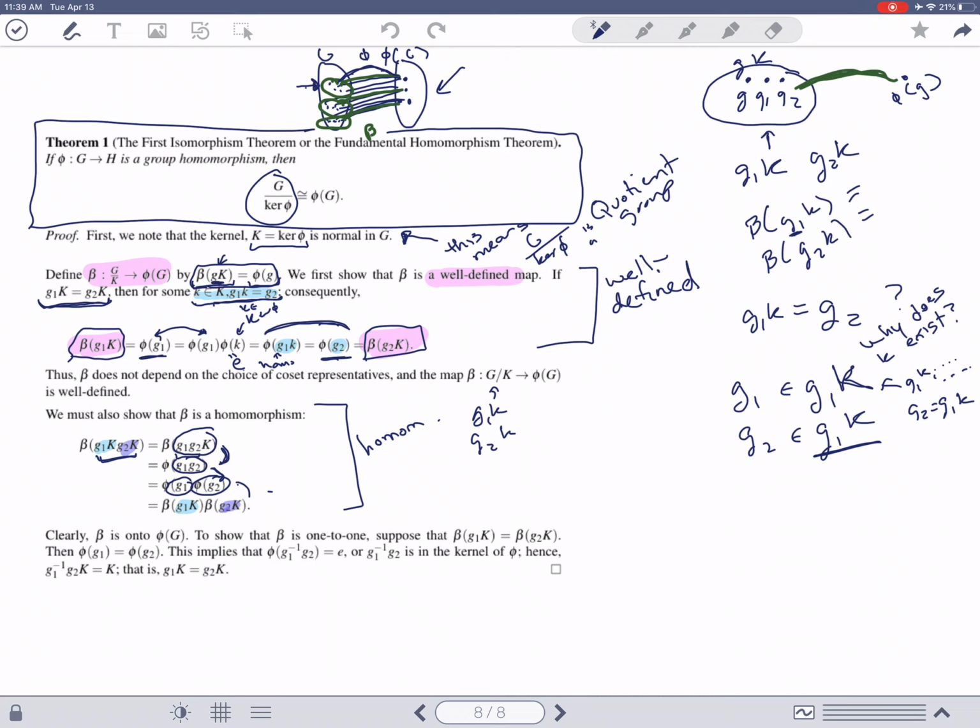All right, so we do have a function, we do have a homomorphism. The last pieces that we have to worry about are, do we have something that is onto and something that is one-to-one?